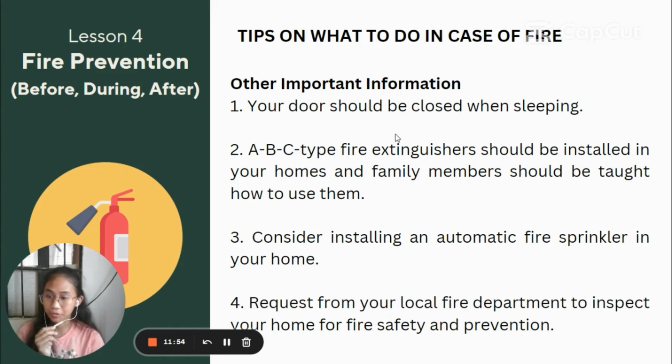Other important information. Number 1. Your doors should be closed when sleeping. Kay if open ang door, mas dali gyud ang pag-spread ana sa fire o sa smoke.